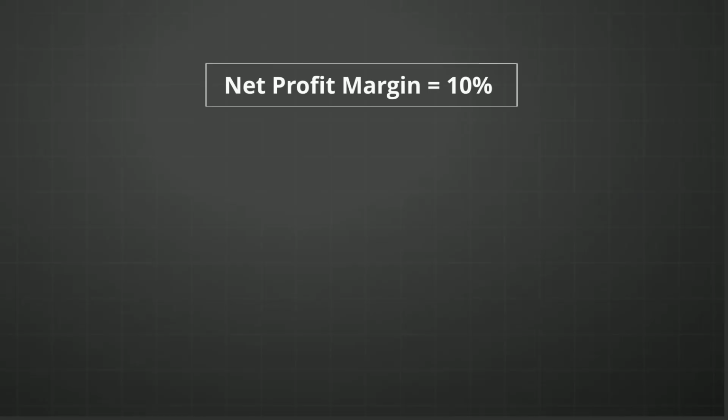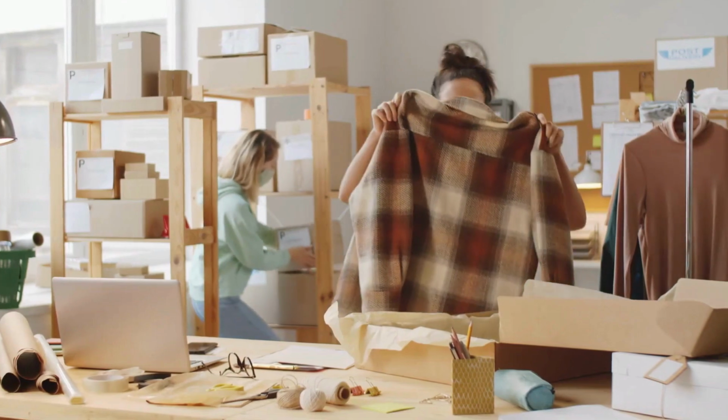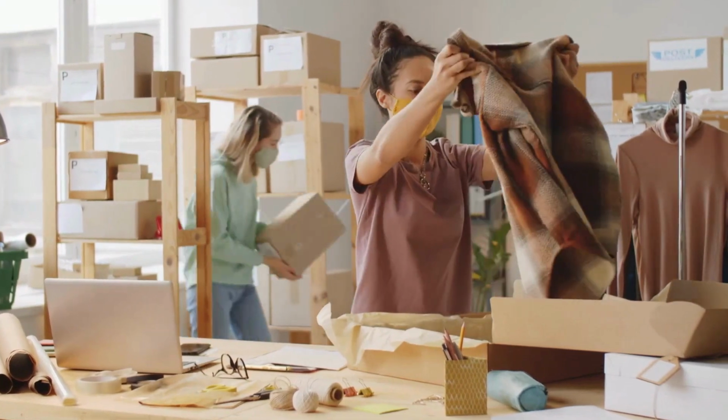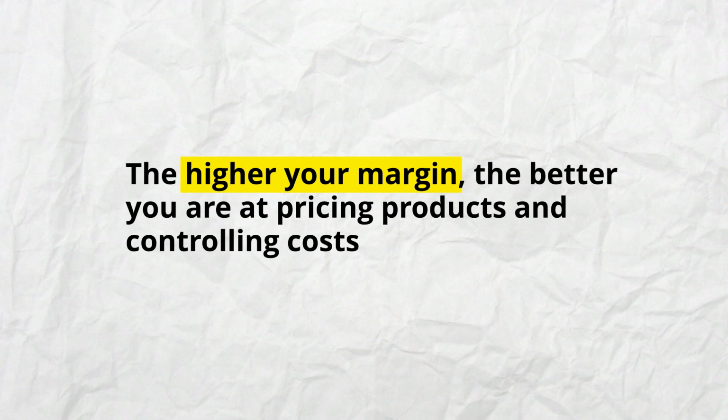As an example, a 0.10 or 10% margin means you keep 10 cents as profit for every £1 sold. For online sellers, a higher number is preferred. The higher your margin, the better you are at pricing products and controlling costs.